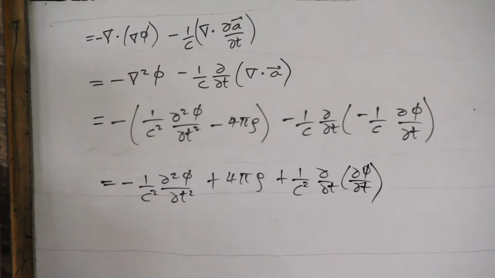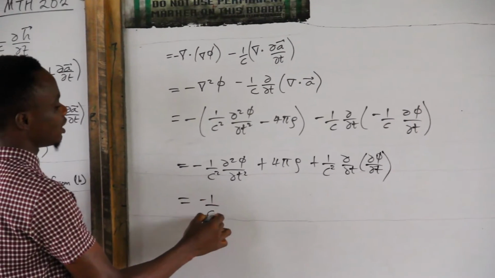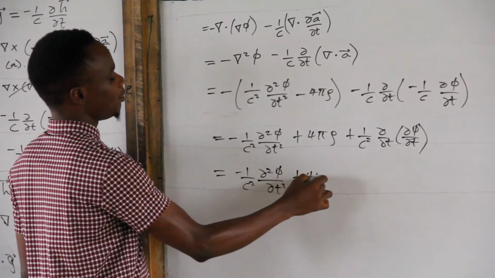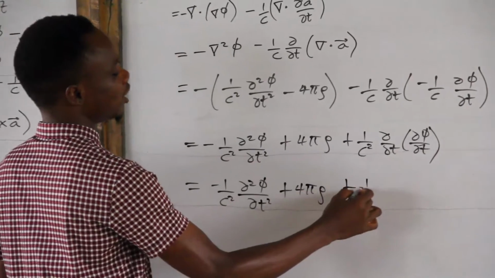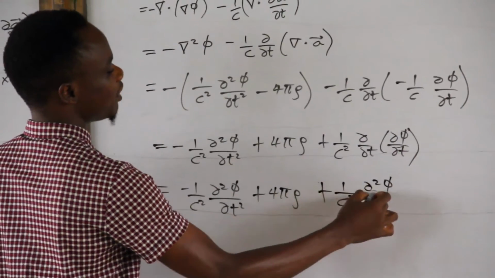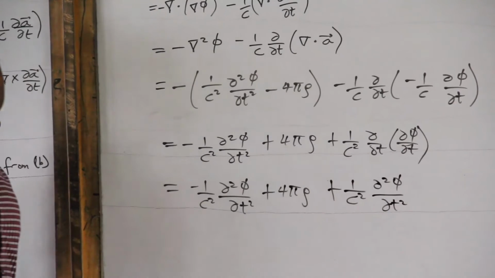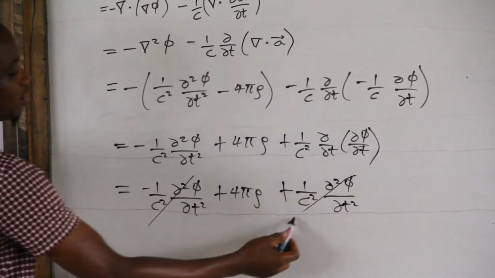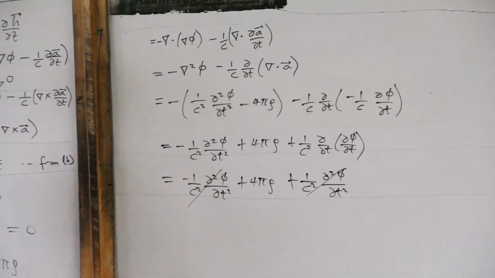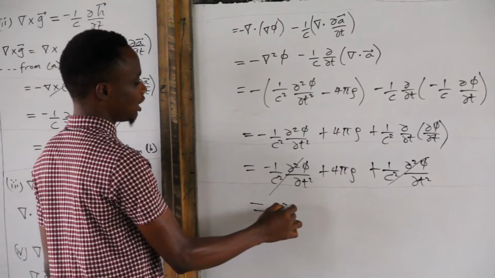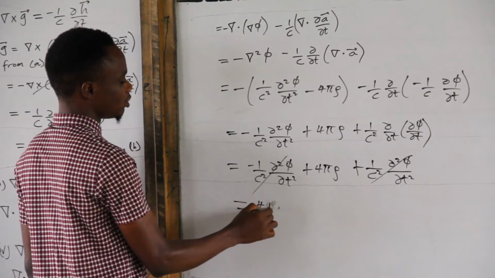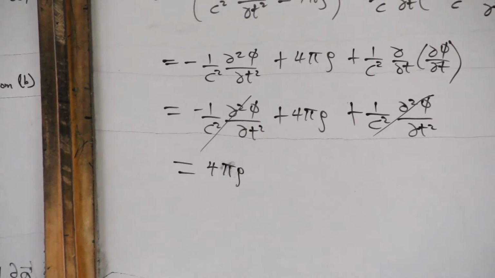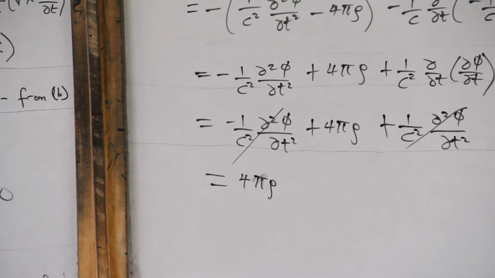Does that make sense? So this is going to give us minus 1 over c squared del square 5 plus 4 by rho plus 1 over c squared del square 5 del c squared. This makes sense. You understand this? Alright, so this is the same thing as this. You cancel out. Is that clear? So at the end of the day, you're going to have this to be equal to 4 by rho. You get it?